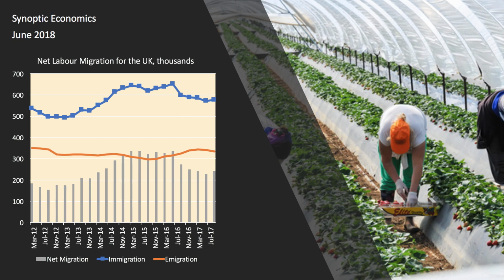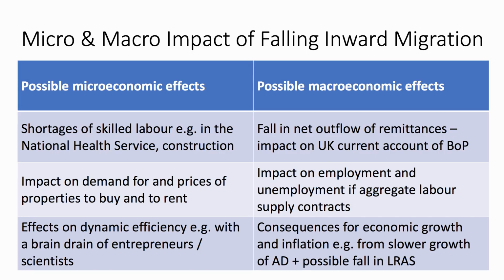The key thing here is that immigration is the number of people coming into a country. That's in the blue. It's been over 500,000 for some years now, but now starting to decline. But of course, there's always people leaving the country. That's shown in orange. The grey area shows the net inward migration into the UK, and that's been falling in the last 2 years.